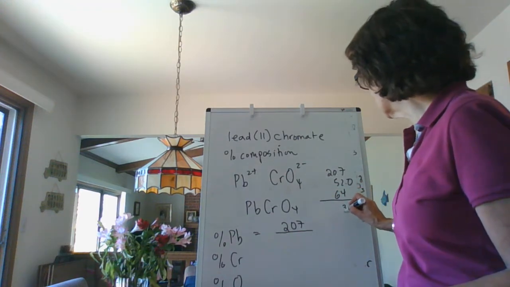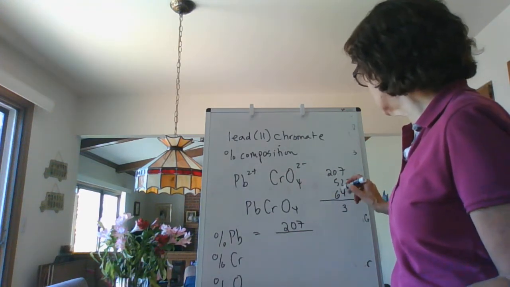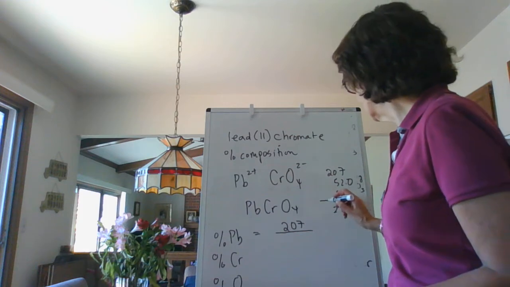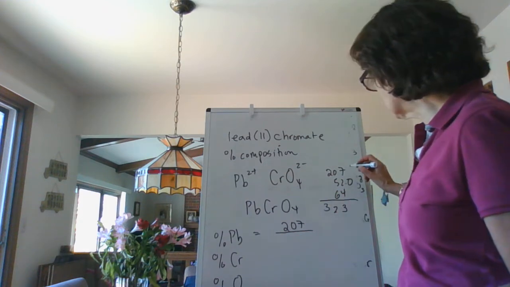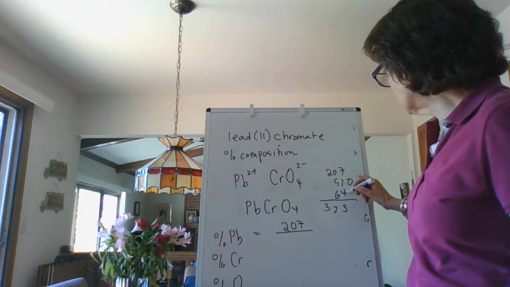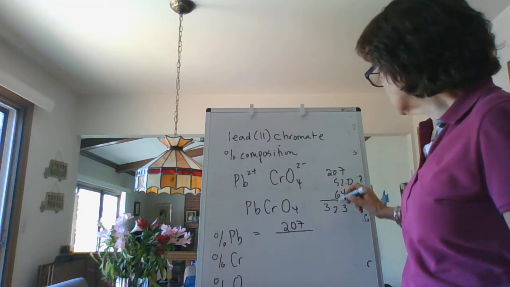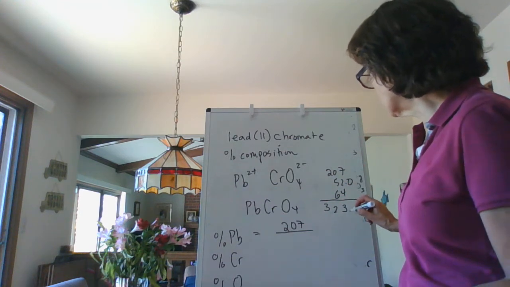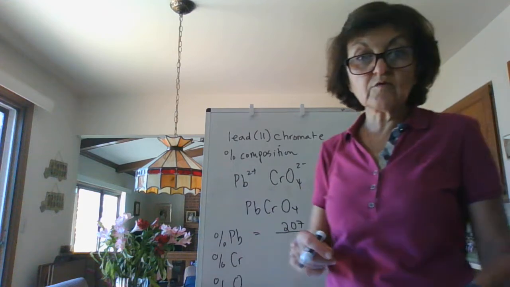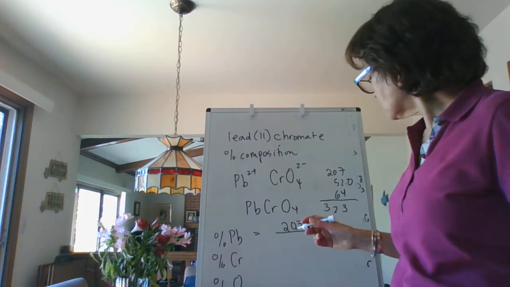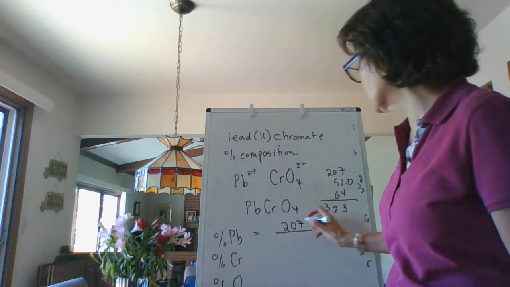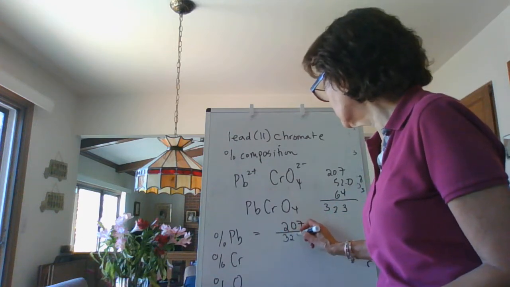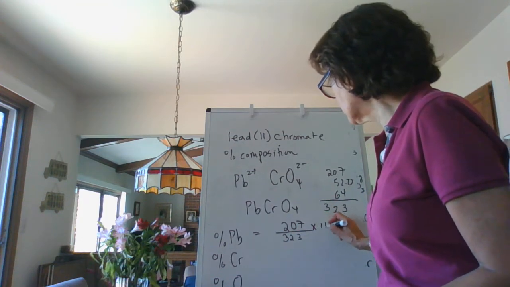So let's add these together. Let me double check my math here. 7 and 2 is 9, plus 4, 13. 6 and 6 is 12, so 323. That would be the molar mass of the lead-2 chromate, or the formula weight of lead-2 chromate. So I'm going to write 323 down here. And then you're going to multiply by 100.